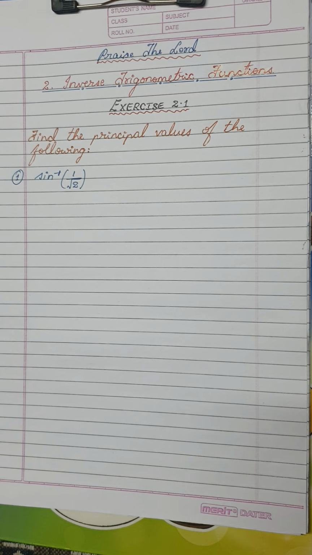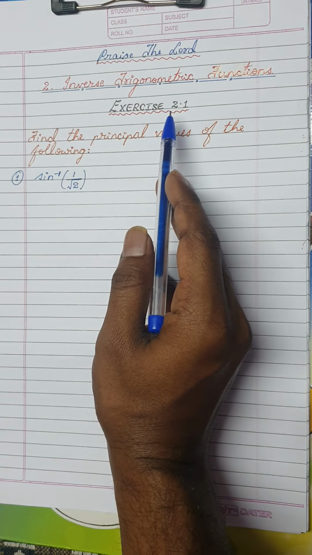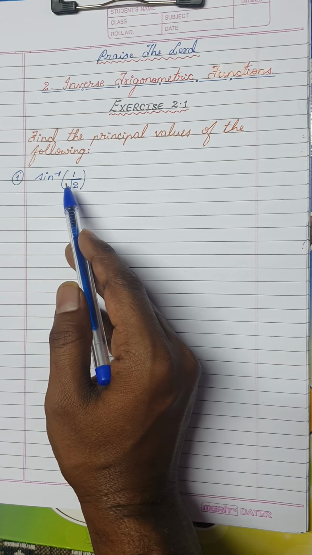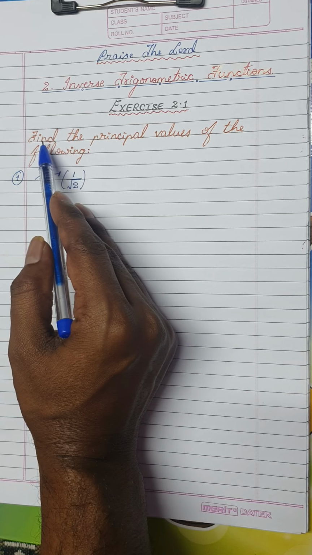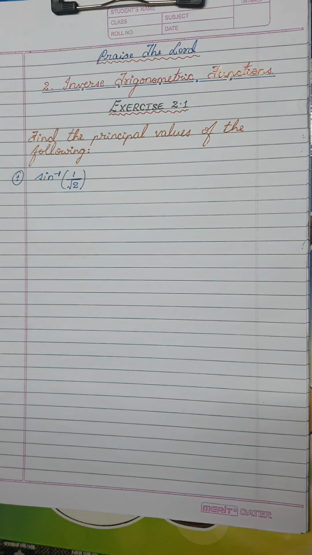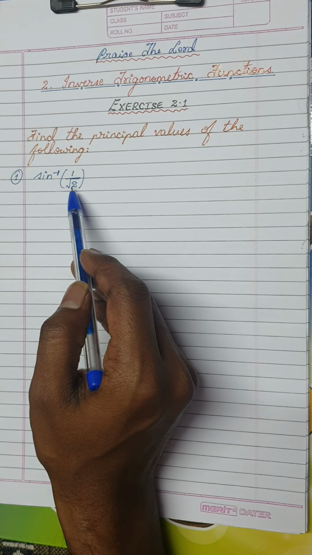friends, we are directly moving on to the exercise problems. So exercise 2.1, I think we are starting with even the worked example, and then we will follow with exercise questions. The question which we have is, find the principal values of the following. Okay, so I have the question, sine inverse of 1 divided by root 2.